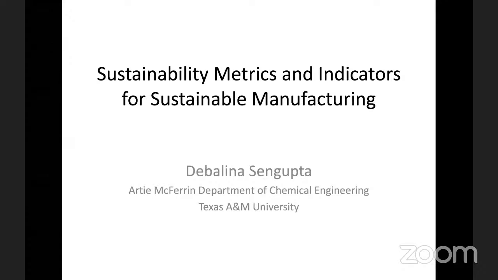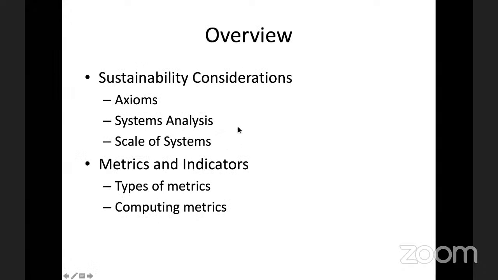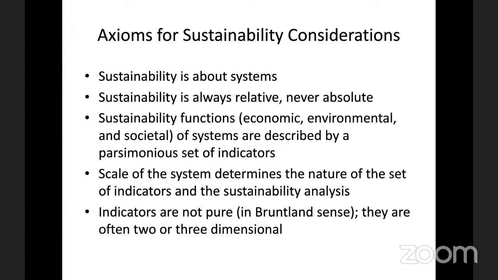So the next part is the sustainability metrics and indicators for sustainable manufacturing. I'll give you the overview of sustainability, what this means, and discuss some of the metrics and indicators. We all learn about sustainability, but there are certain axioms that we have come up with. Sustainability is always about systems. It is always relative and never absolute. You have certain sustainability functions, which can be economic, environmental, and societal. The scale of the system determines the nature of the set of indicators and sustainability analysis. And indicators are not pure in the Brundtland sense, and they're often 2 or 3 dimensional.